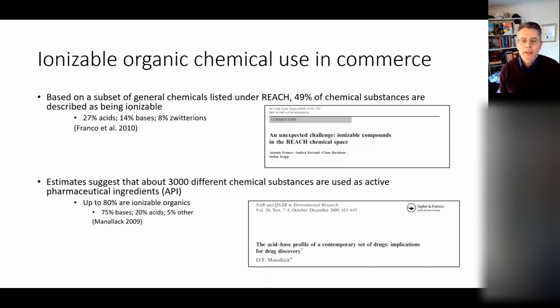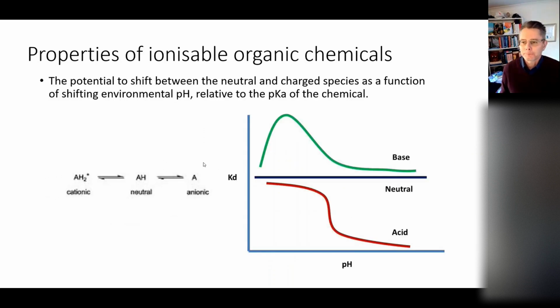Now, the reason I'm reflecting on this is the fact that we have these differences in the distribution of acids and bases, and whether or not a chemical is potentially an acid or a base is important because the properties of these chemicals can lead to significant differences in how they might interact or sorb to different types of surfaces in the environment.